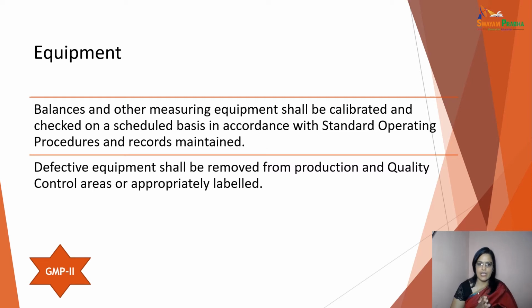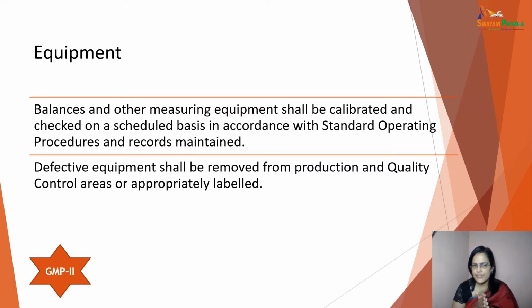Balances and other measuring equipment of an appropriate range, accuracy and precision shall be available for raw material storage, production and in-process quality operations, and these shall be calibrated and checked on a scheduled basis in accordance with the standard operating procedures, and records should be maintained.